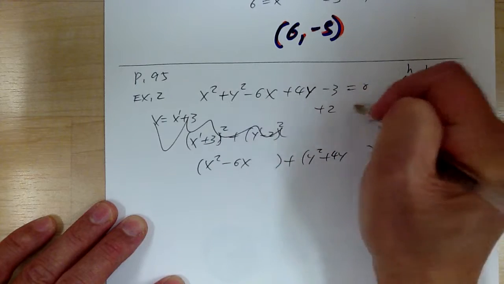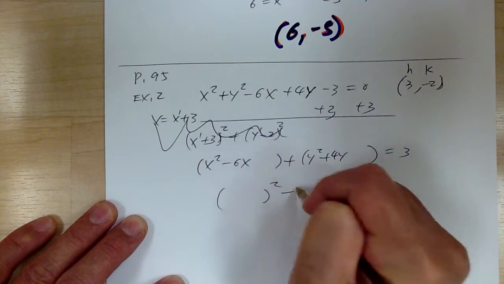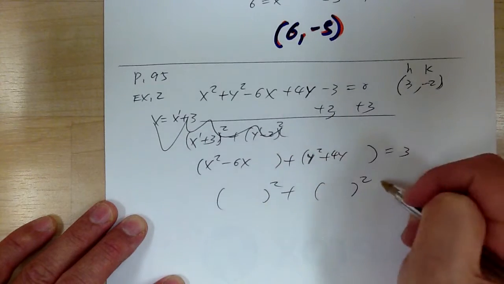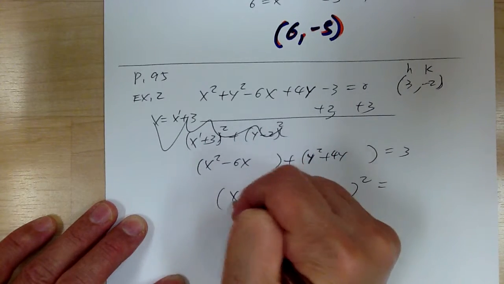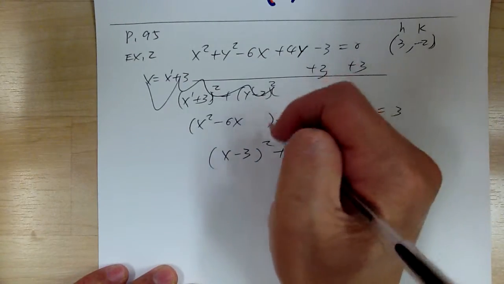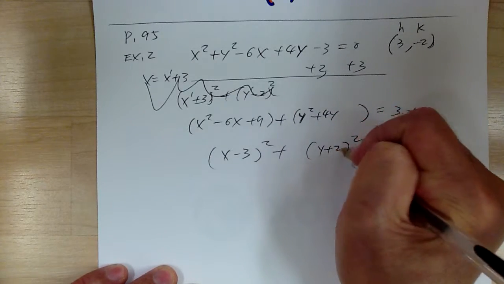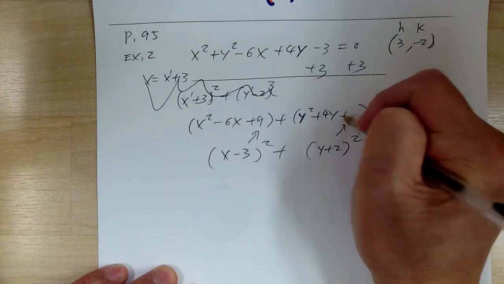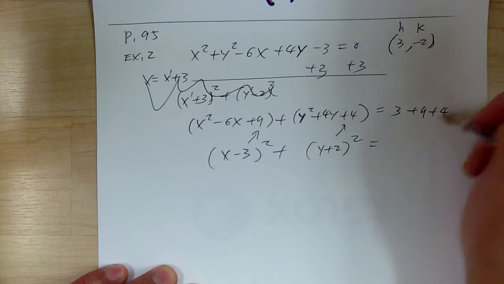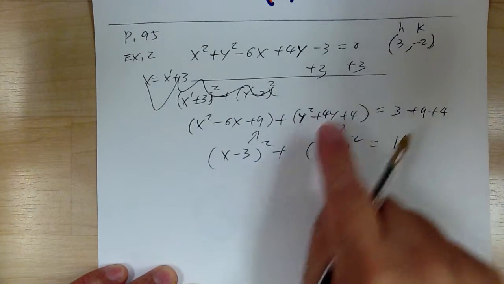So plus 3 on both sides. Get your perfect square. So this would be x minus 3, so it would be plus 9. This would be y plus 2, so it would be plus 4, and this becomes 16.